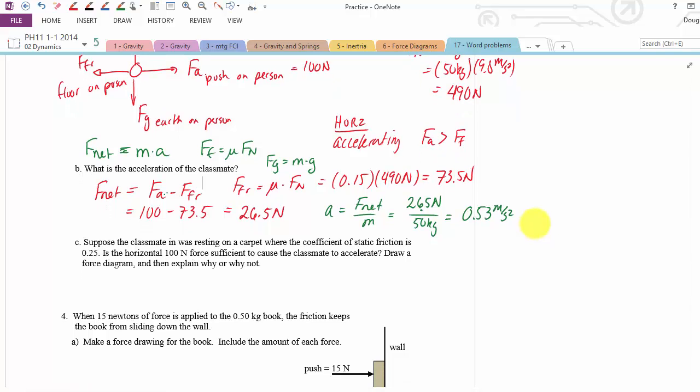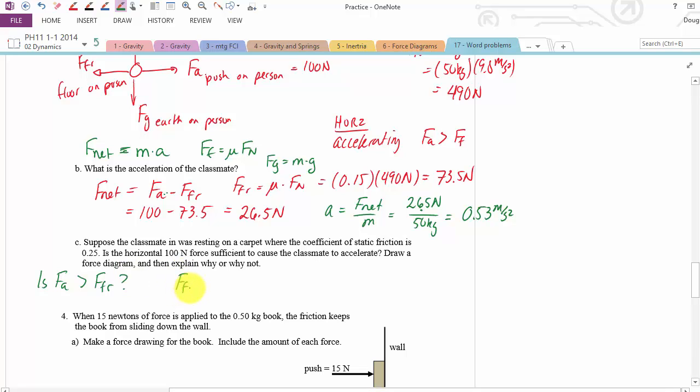Okay, question C then. If the classmate was resting on carpet, so there's a higher coefficient of static friction, does that person accelerate? So I guess the question is, is the force applied greater than the force of friction? If it is, then the person will start to move. If it's not, if force of friction is greater, then the person will actually never move.